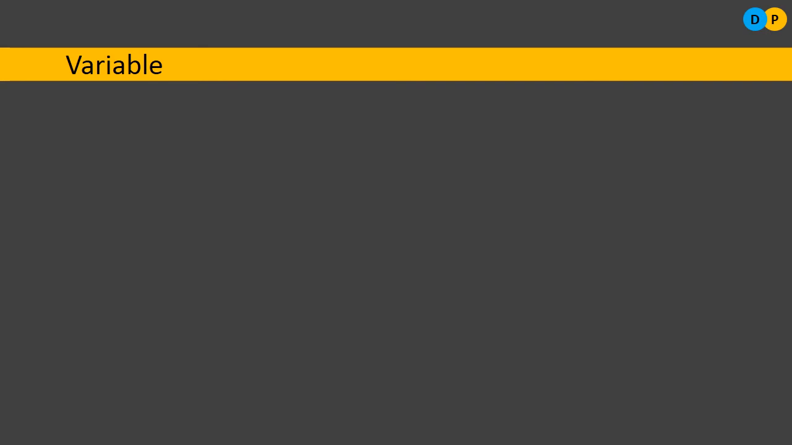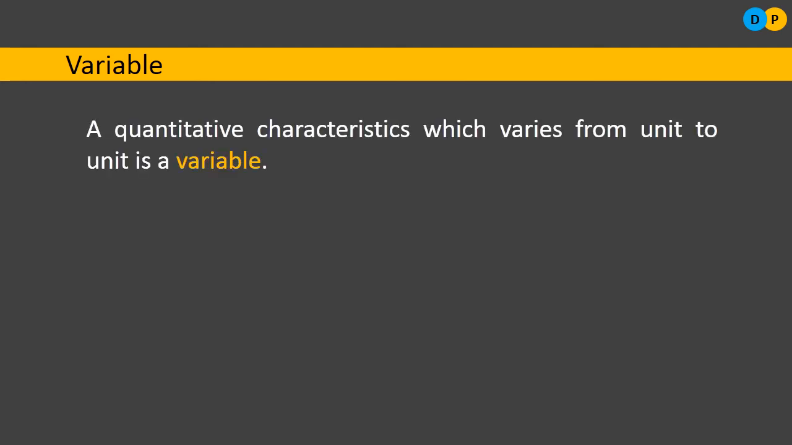Next, variable. As the name itself indicates, it varies. What varies here? The values. A quantitative characteristic which varies from unit to unit is a variable. So what is a variable? A quantitative characteristic. What is a quantitative characteristic? A measurable characteristic, a measurable property. For example, height. Yes, height you can measure, and height varies from unit to unit.